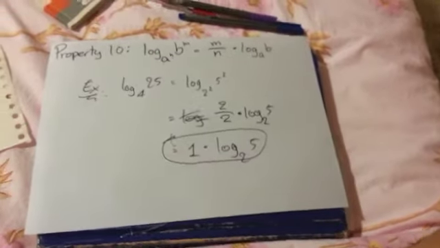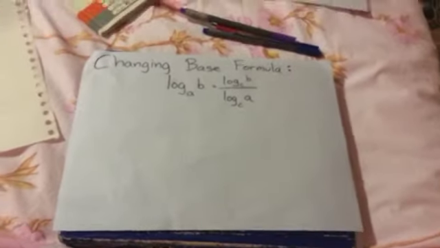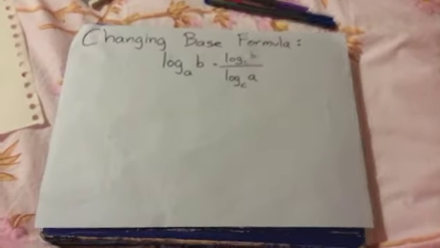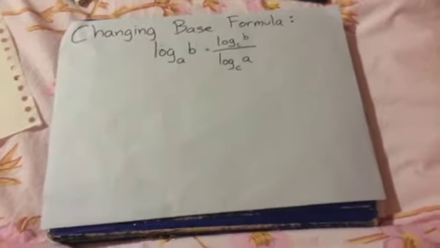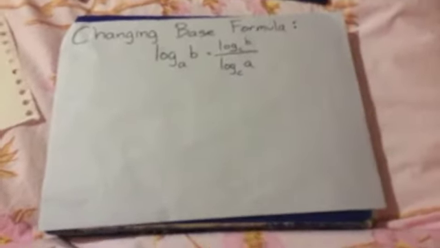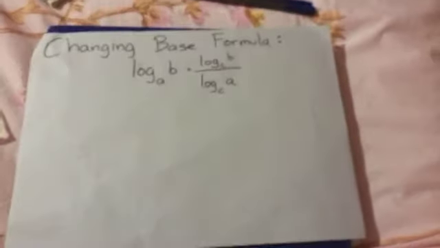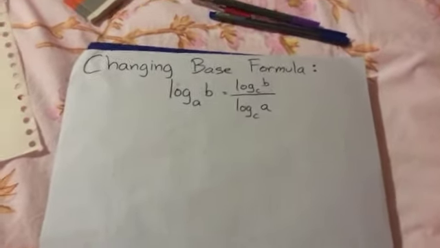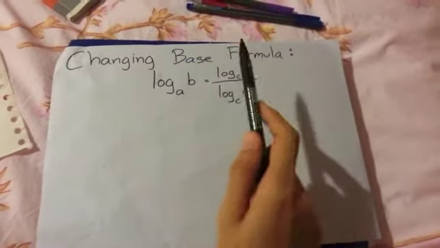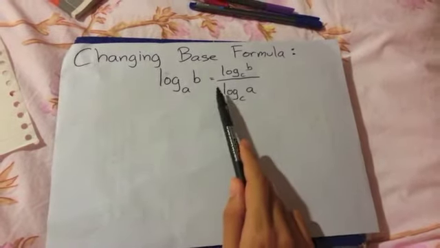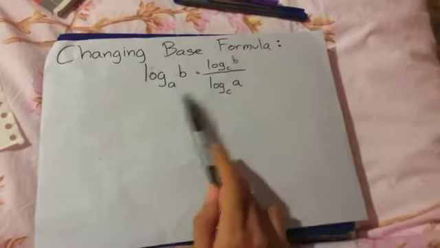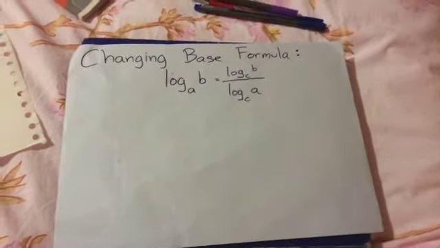Hope it's correct. And the next one is going to be the changing base formula. Actually, this is one kind of property, but it has a name, so we call it by its name. The rest don't have names, so we just call them property 1, 2, 3, 4, 5, like that. So changing base, the formula is that one. Log b in base a is equal to log c in base b divided by log c in base a.